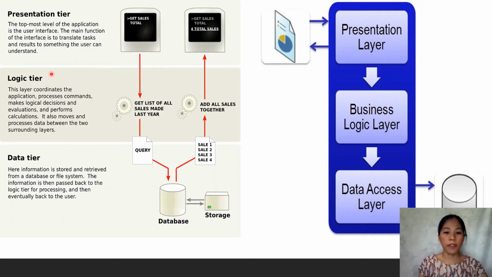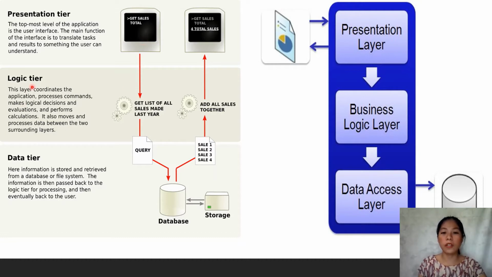So we have diagrams here, but let us discuss this one first. We have the presentation tier. The topmost level of the application is the user interface. The main function of the interface is to translate tasks and results to something the user can understand. So in here, the user wants to get the sales and its total.